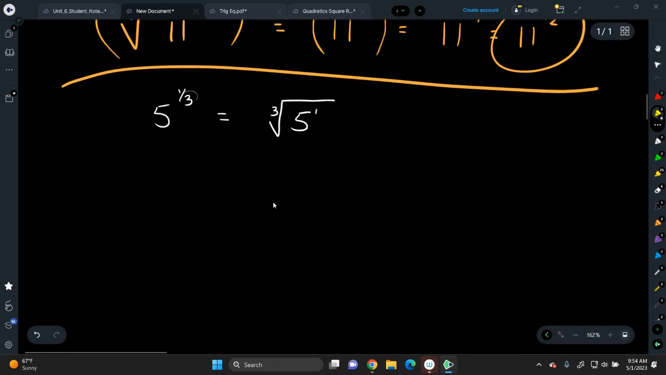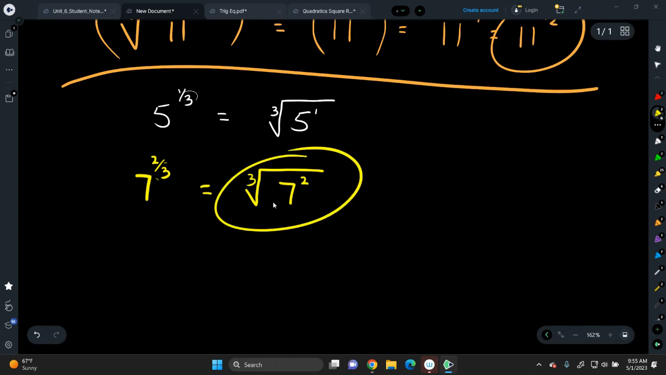Okay, so let's say that we had 7 to the 2/3. Let's rewrite this in radical form. Okay, so the 7 goes inside. The 3, where does that go? Outside. And the 2 goes right here. So there we are. Okay?